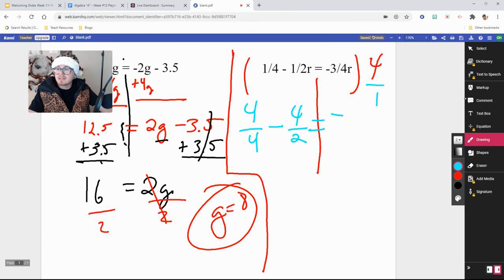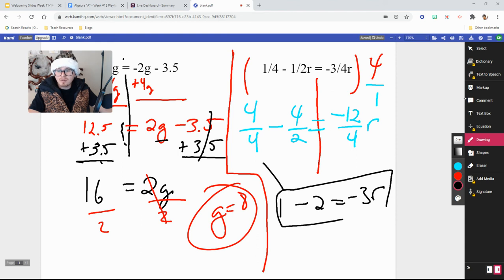Negative 3 times 4 is negative 12. 1 times 4r is 4, and then throw the r there. The r could be with the 12, it could be on the side. Just don't put it in the denominator. That wouldn't be right. And then if you simplify, 4 divided by 4 is 1, minus 2, and that's negative 3r. And I'm going to pause.